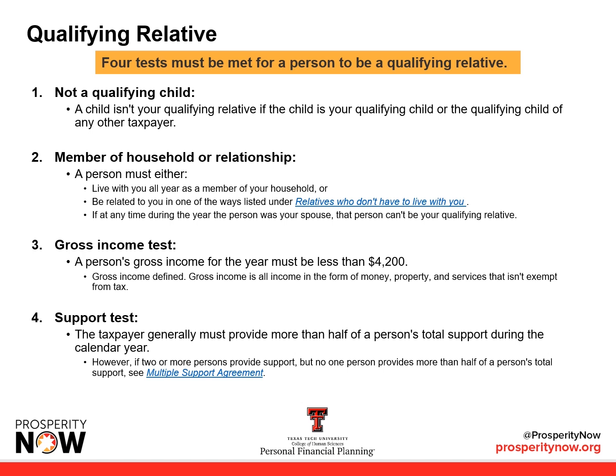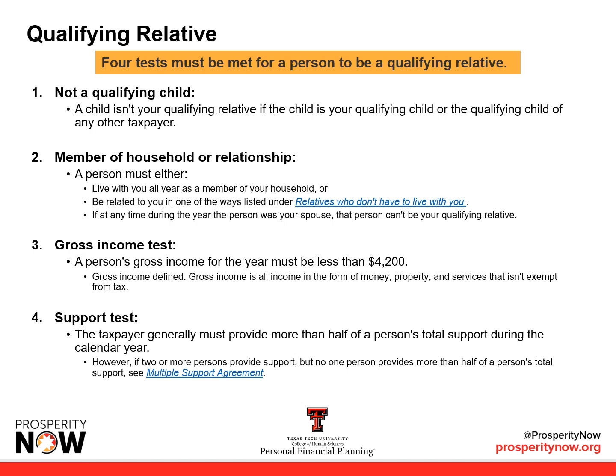For qualifying relative, only 4 tests need to be met. The first is they are not a qualifying child. A child isn't your qualifying relative if the child is your qualifying child or the qualifying child of another taxpayer. 2. The member of household or relationship test. A person must either live with you all year as a member of your household, or be related to you in one of the ways listed under the article, relatives who don't have to live with you. Or, if at any time during the year the person was your spouse, that person can't be your qualifying relative.